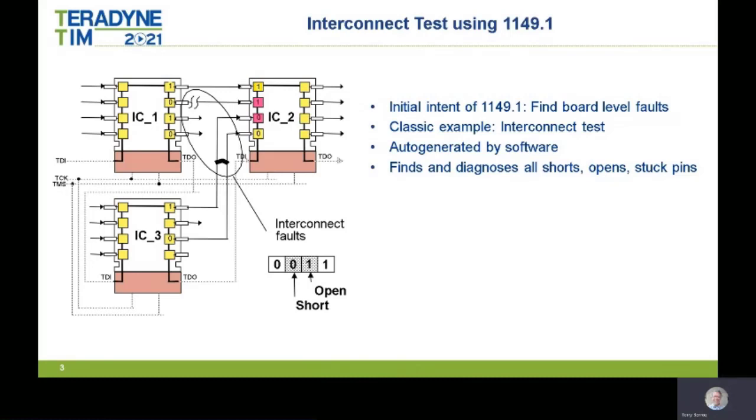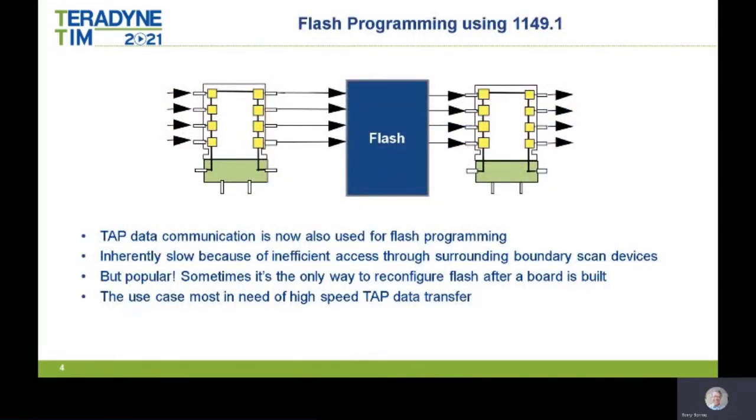This and other similar techniques are now in wide use, but although boundary scan was designed for production board test, it turns out that it has also become common to use it to do flash programming. I'm talking about writing data into flash memories that don't have their own boundary scan by using access provided by adjacent ICs that do have boundary scan, as shown here.